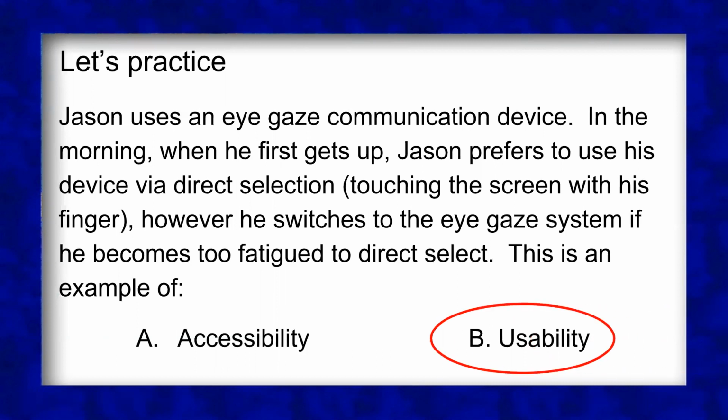In this case, if you chose usability, that would be correct. Again, Jason is choosing the type of feature he would like to use based on his interaction with it or his ability to use it. As he becomes fatigued and he's not able to direct select with his finger, he switches so that he can select with his eye gaze system.